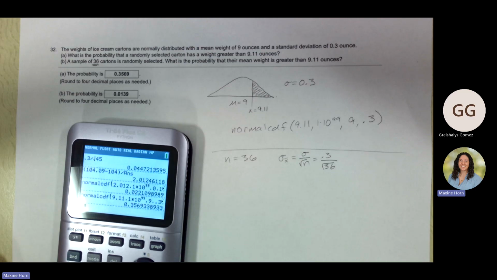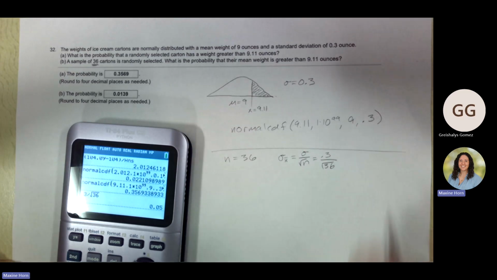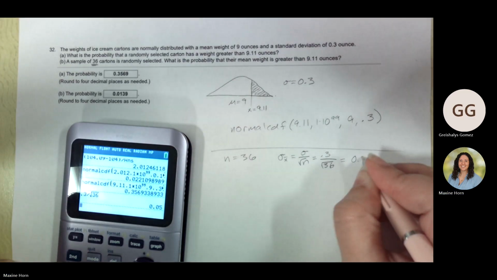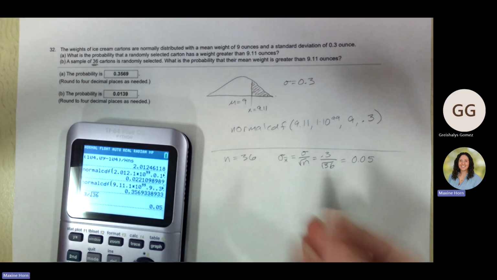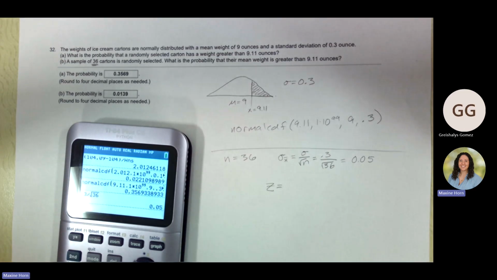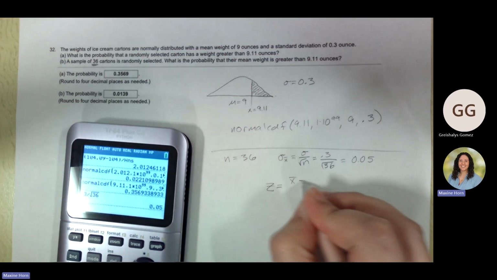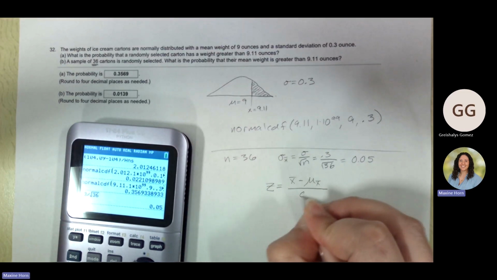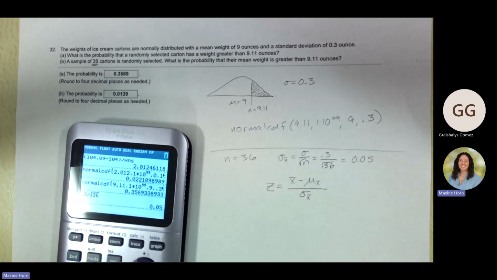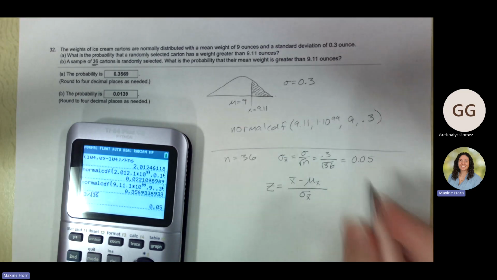So we've got 0.3 divided by the square root of 36, which is 6. So we get 0.05. That's nice, we don't have to do rounding there. The whole reason we needed that is because we're going to plug it into our formula that uses the standard error of the mean to find the corresponding Z-score.